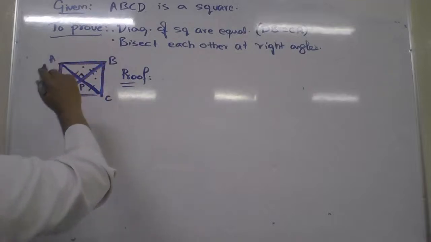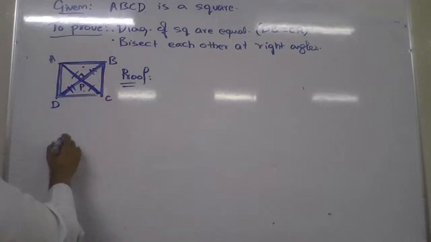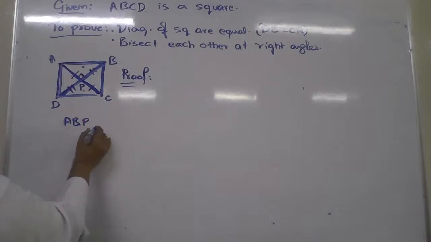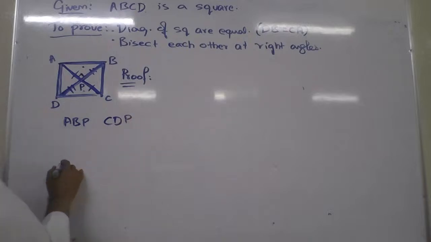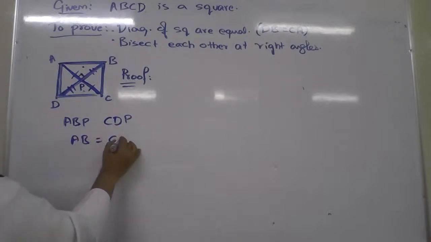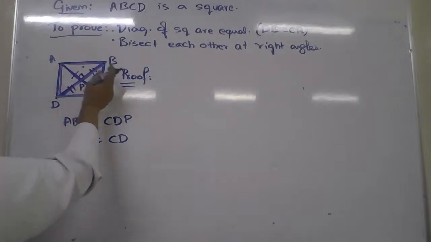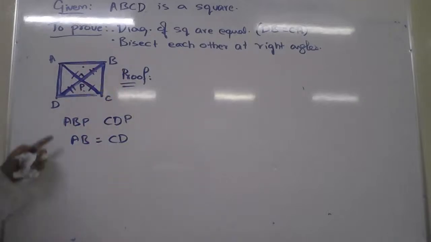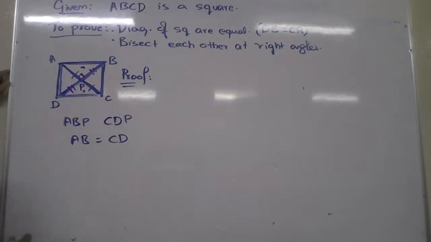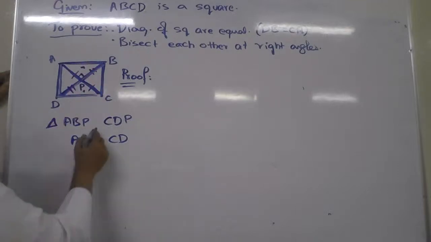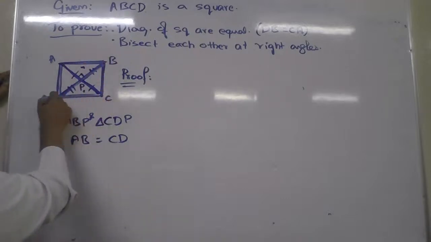You cannot say these two bisect. So therefore, for bisecting parts, let us take opposite sides. ABP and CDP. So AB is equal to CD. Yes, we have to take these two triangles, ABP and CDP. Okay, in triangle ABP and triangle CDP, AB is equal to CD.